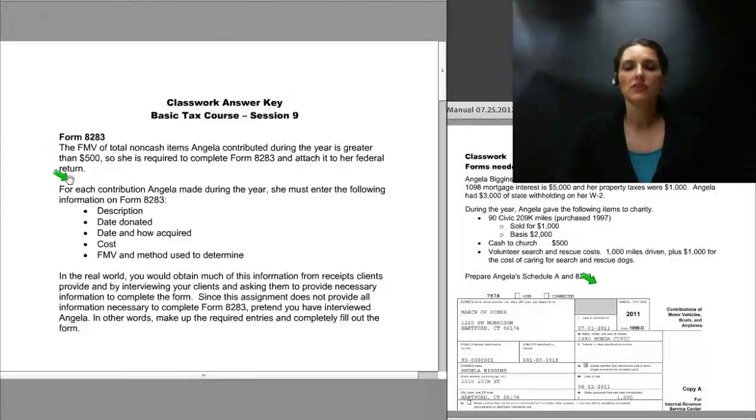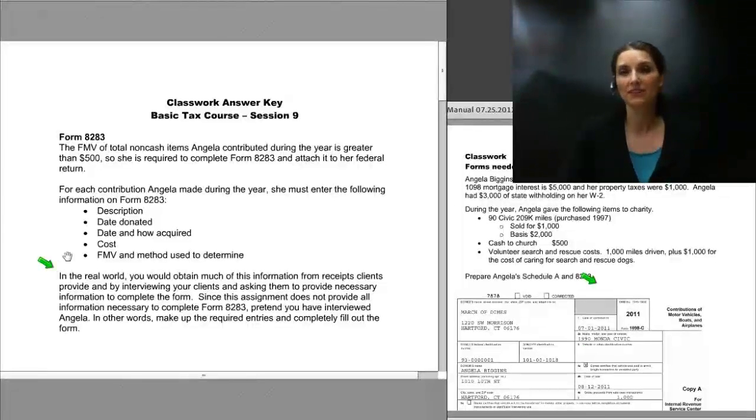And for each contribution that Angela made during the year, she must enter the following information on the form: a description of the item or items that she donated, the dates that she donated them, the date and how she acquired them, the cost that she has in them, and the fair market value and method that was used to determine the fair market value. Now, in the real world, when you have a client, you would simply interview them, ask them these questions, and then enter the information on the return.